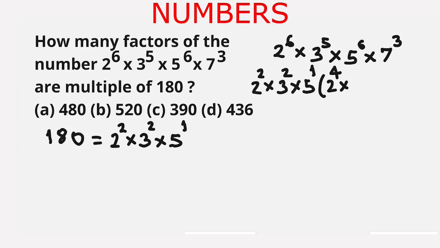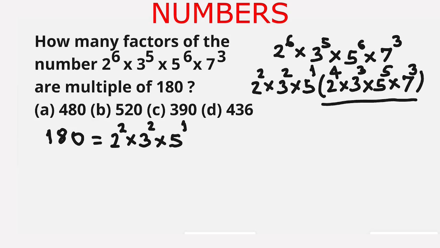We have taken out 3 to the power 2. Therefore, the remaining power of 3 is 3 to the power 3. We have taken out 5 to the power 1. So the remaining power of 5 is 5 to the power 5, multiplied by 7 to the power 3. Now we can easily find out the factors of the remaining portion, which is 2 to the power 4.